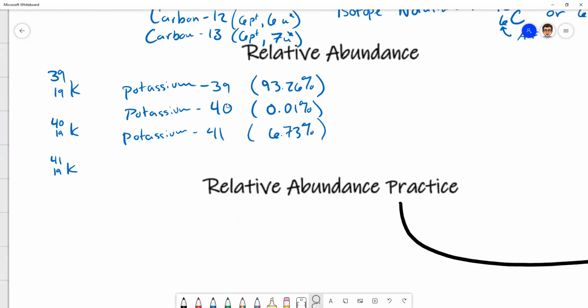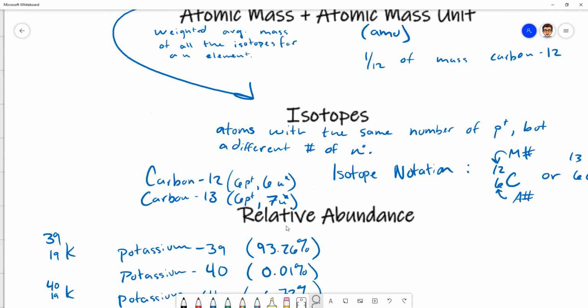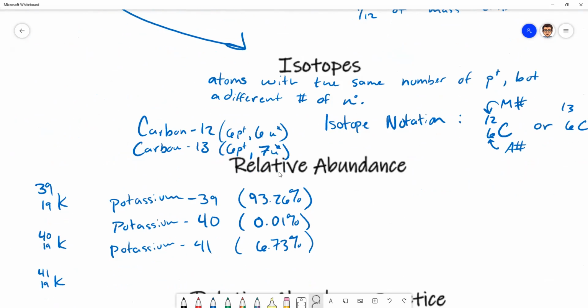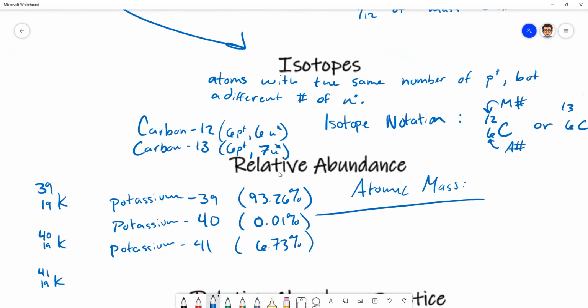What we know is relative abundance and mass number, or atomic mass, and isotopes all blend in. How do we know that? It's because atomic mass is whenever we take the weighted average using these relative abundances. So I'm going to show you how to calculate the atomic mass of potassium using these relative abundances, okay?